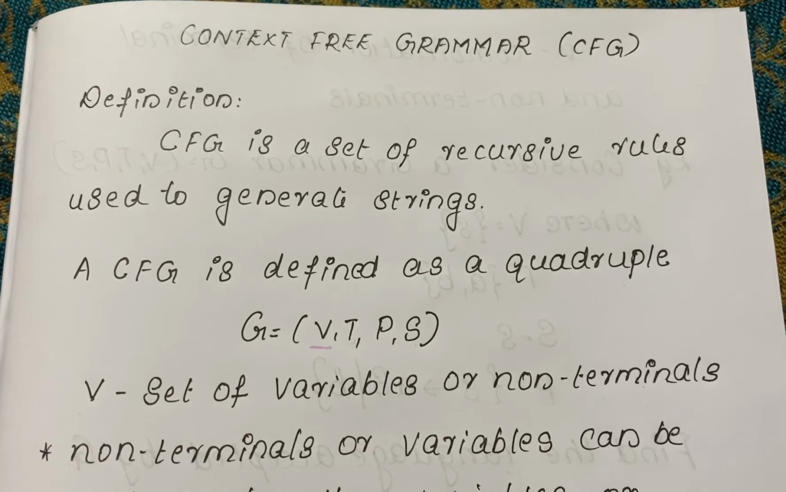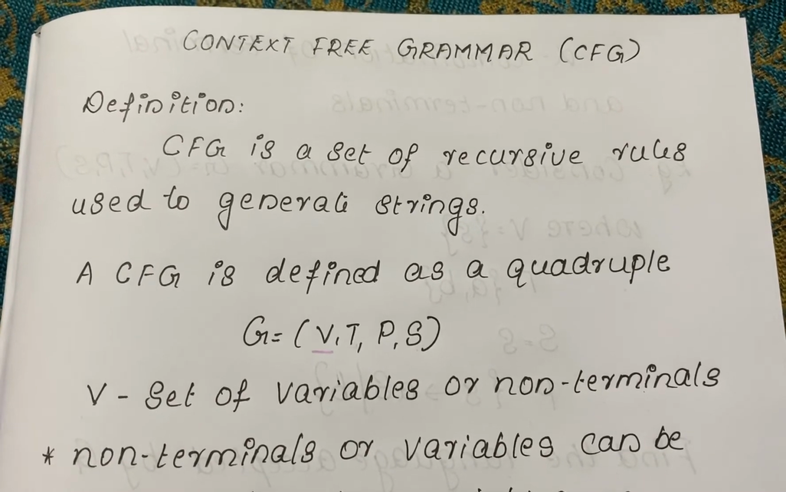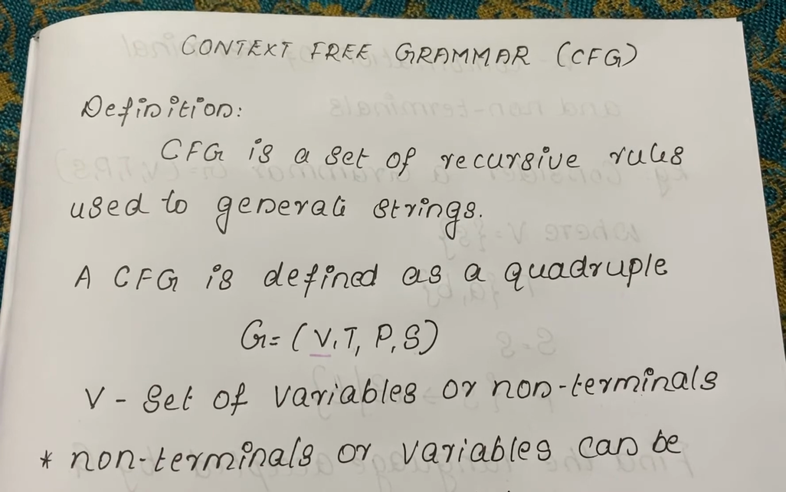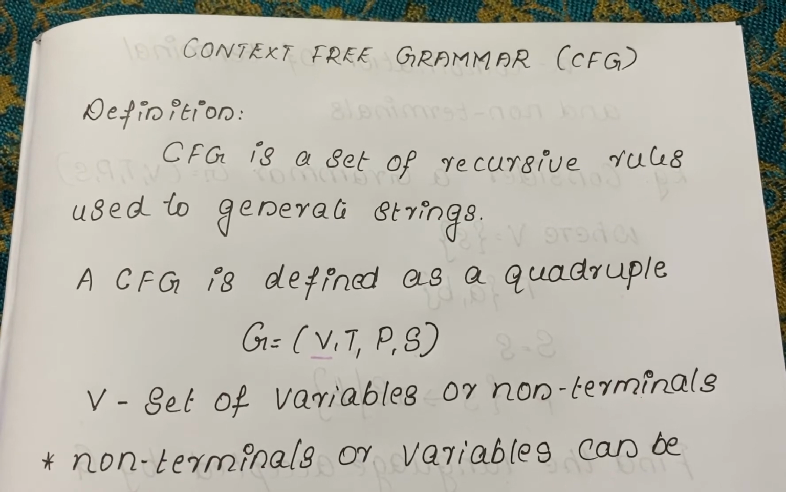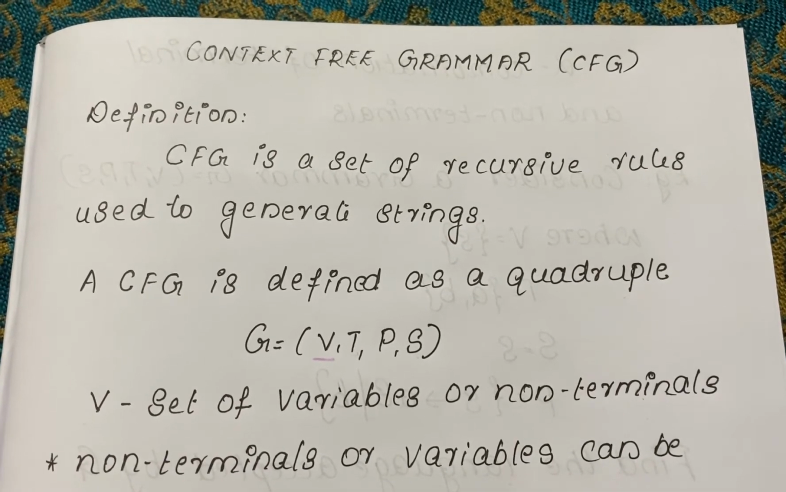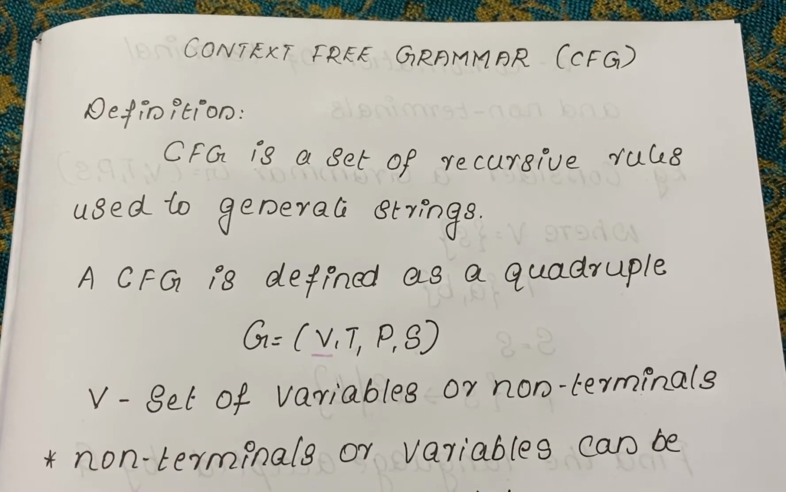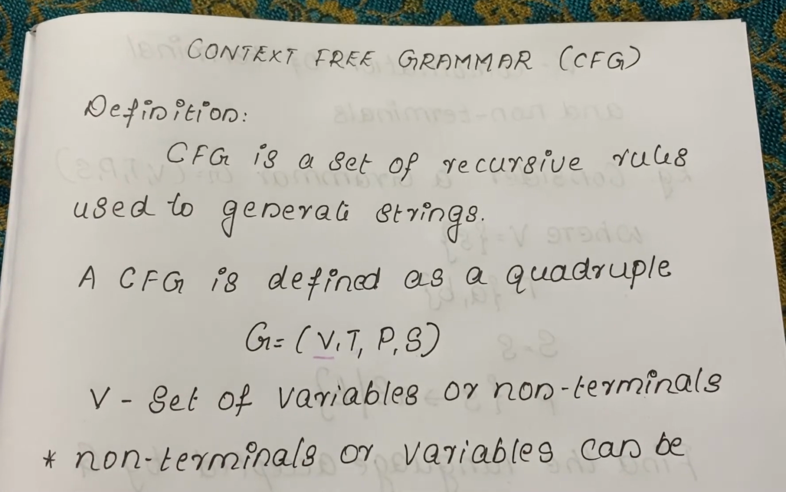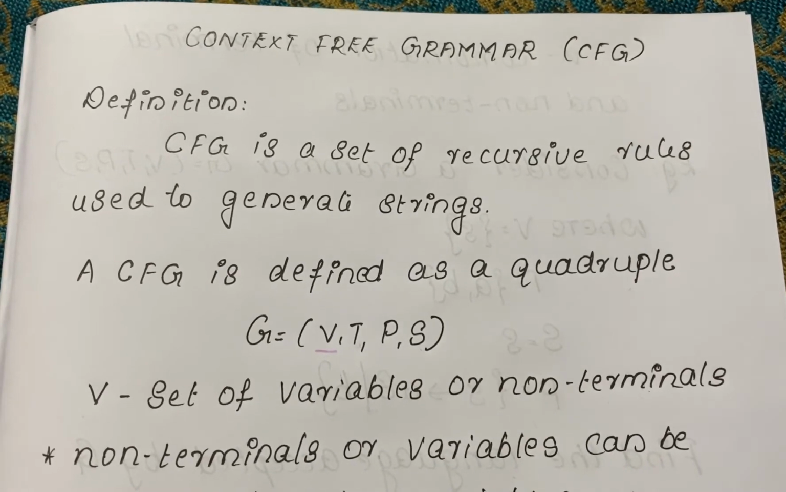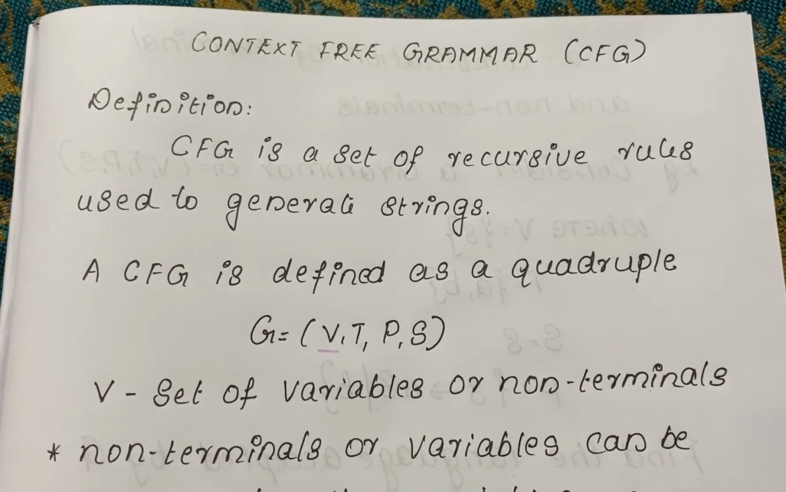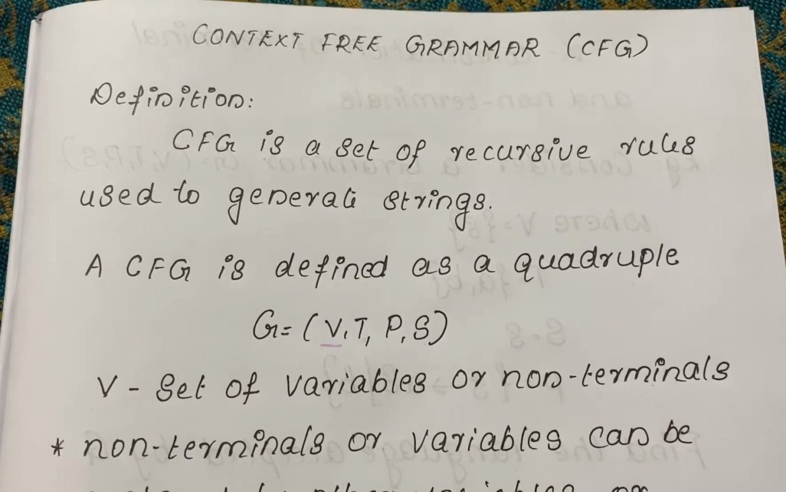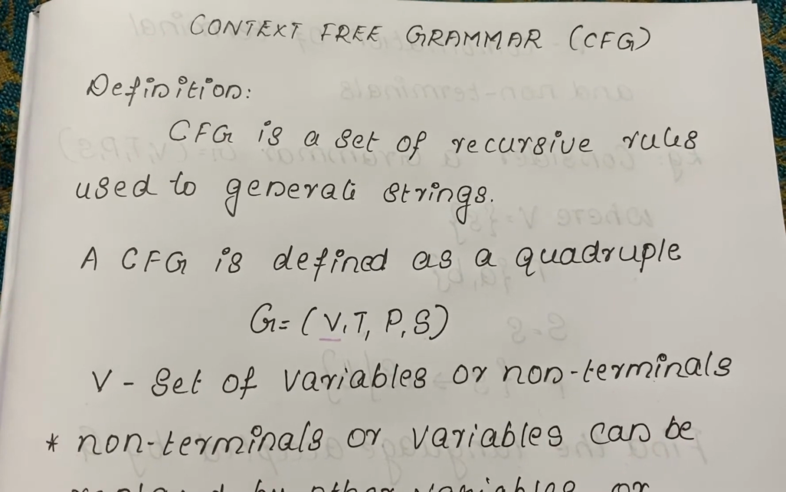Hello everyone. Today we are going to discuss context-free grammar. First we will look into the definition of a context-free grammar. A context-free grammar is a set of recursive rules used to generate strings. In a context-free grammar you will have certain rules which we will apply to generate strings.